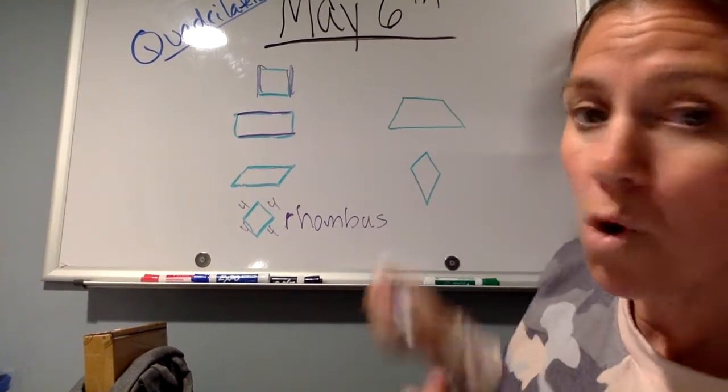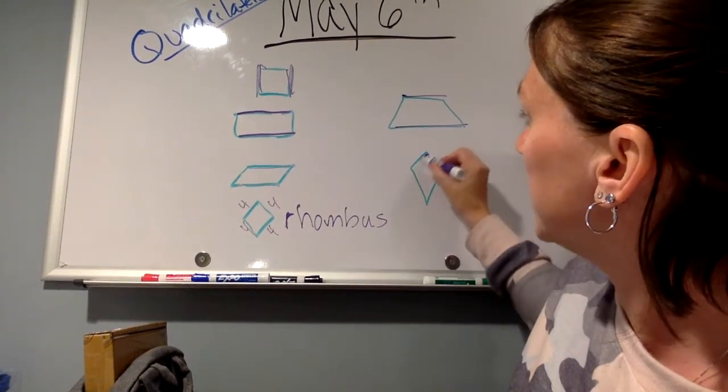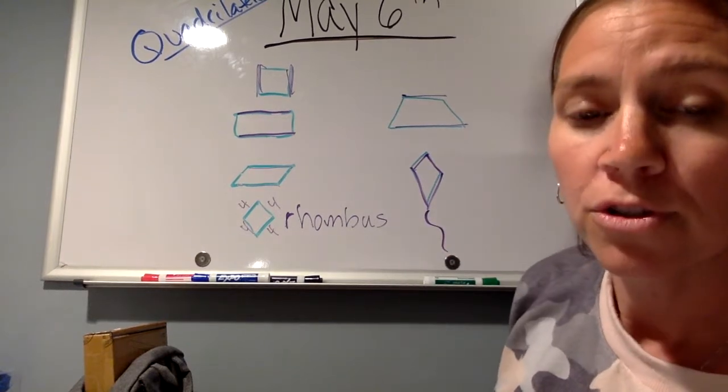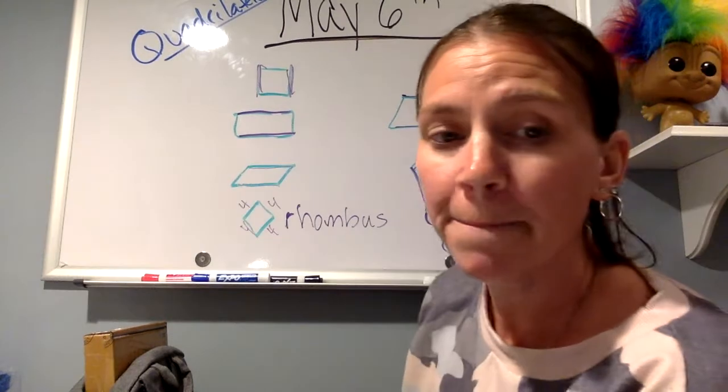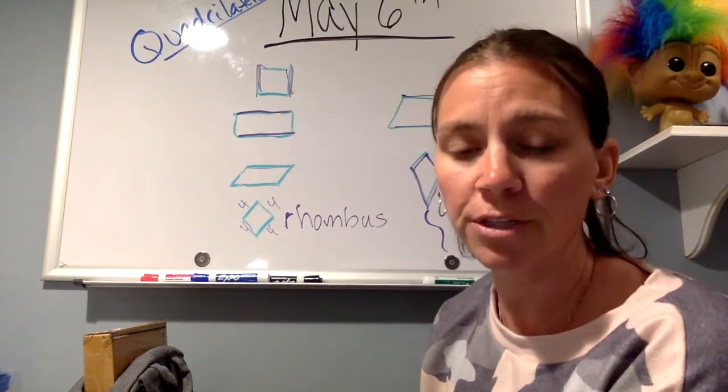Trapezoid, one set of parallel sides. Okay? And then this is a kite. Yes, like that you would fly in the air. All right? So those are your main six quadrilaterals that you need to know.